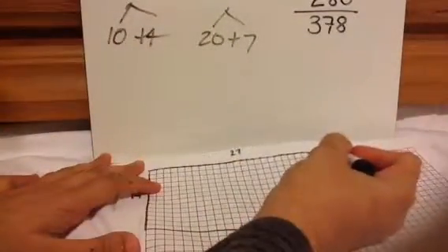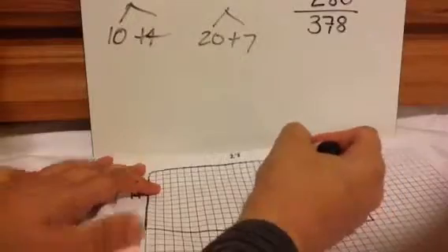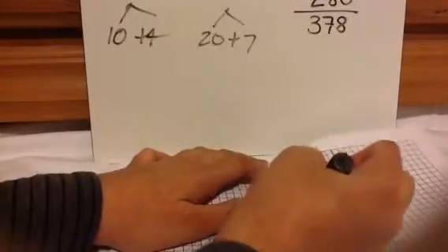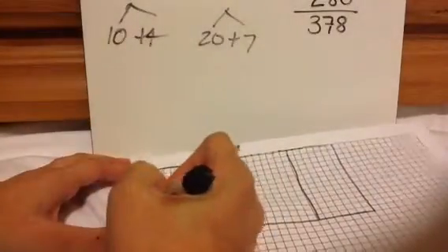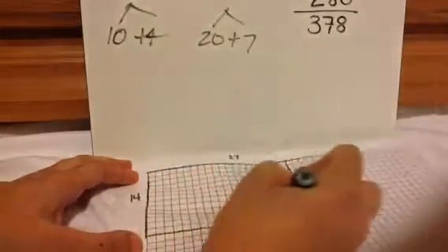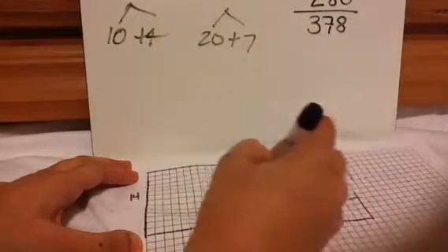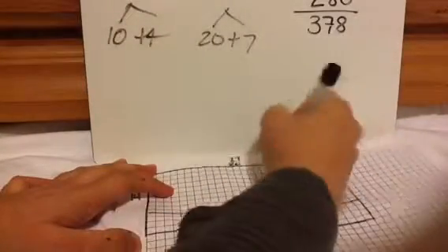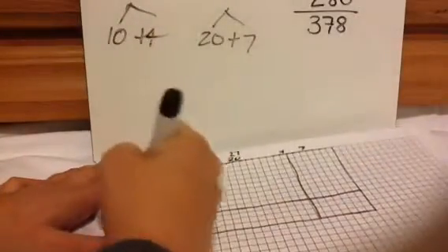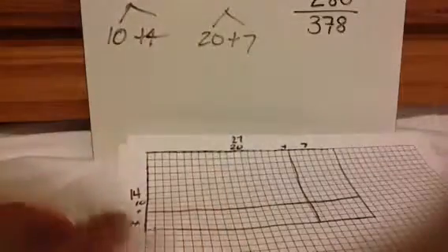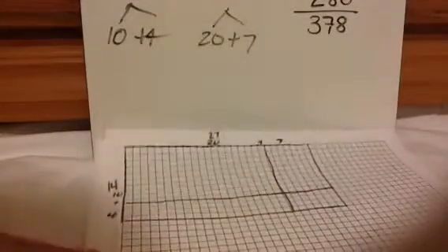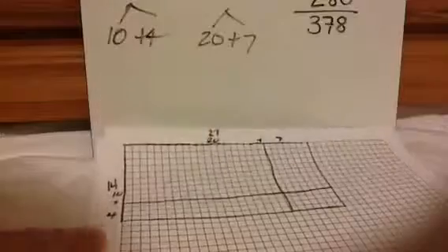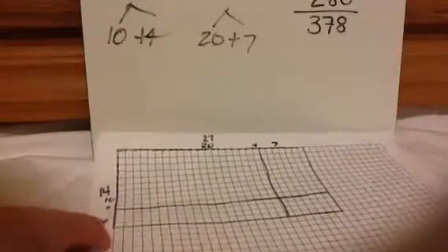So 20 plus 7, 1, 2, 3, 4, 5, 6, 7. I'm going to actually go that way. And then 14, 1, 2, 3, 4. So there's my 20 plus 7 and 10 plus 4. Okay, so I'm not going to worry about coloring it right now.